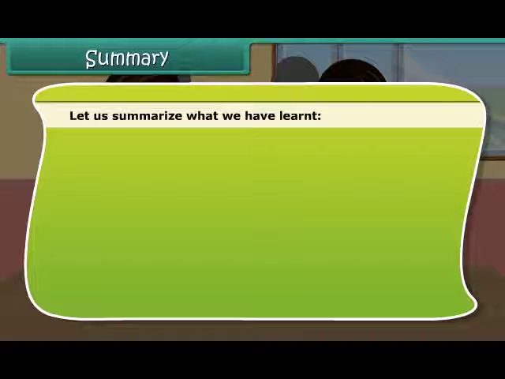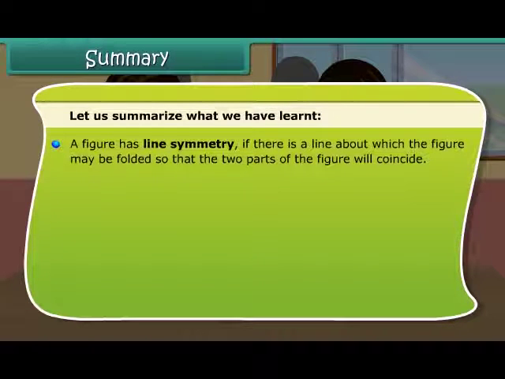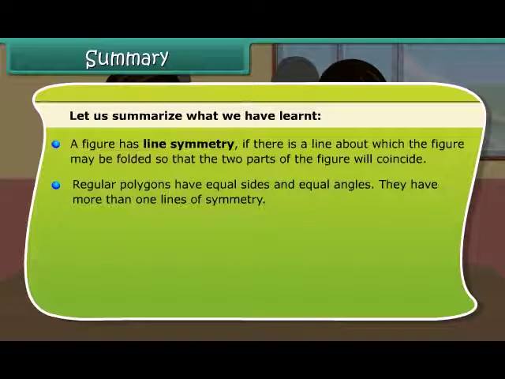Let us summarize what we have learnt. A figure has line symmetry if there is a line about which the figure may be folded so that the 2 parts of the figure will coincide. Regular polygons have equal sides and equal angles. They have more than 1 line of symmetry. Mirror reflection leads to symmetry.